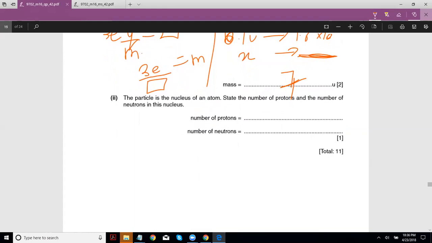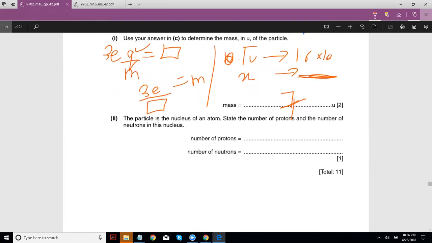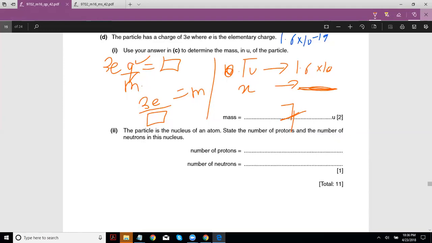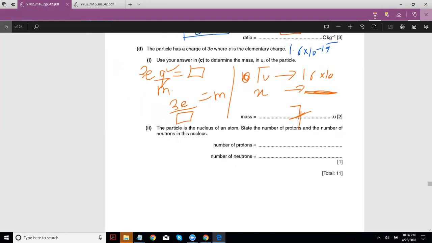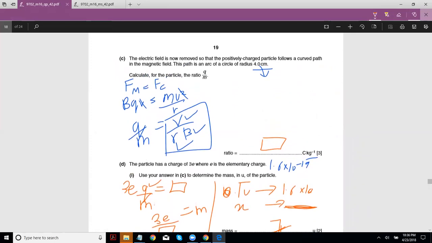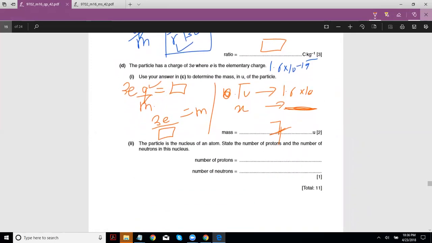For the next part. The particle is the nucleus of an atom. State the number of protons and the number of neutrons in this nucleus. Okay, so again, is this a positively charged particle? No, doesn't matter. It's a nucleus, it's obviously positive.